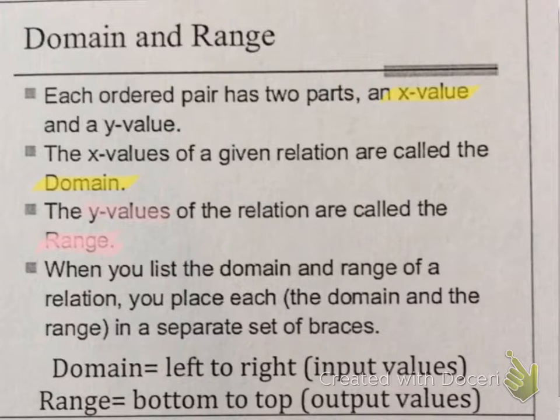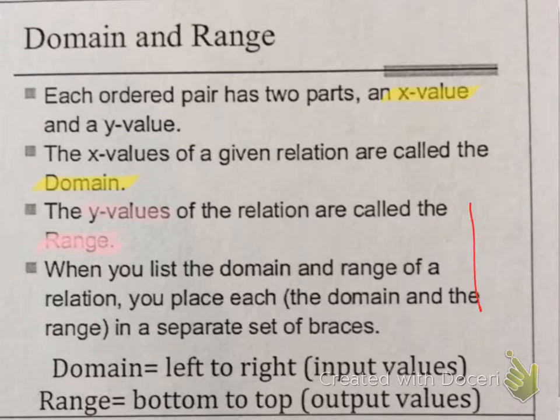So range is y. When you first list domain and range of a relation, you place each, the domain and the range, in a separate set of braces. So domain, left to right, input values, range, bottom to top, output values. So again, domain, because domain is x values.